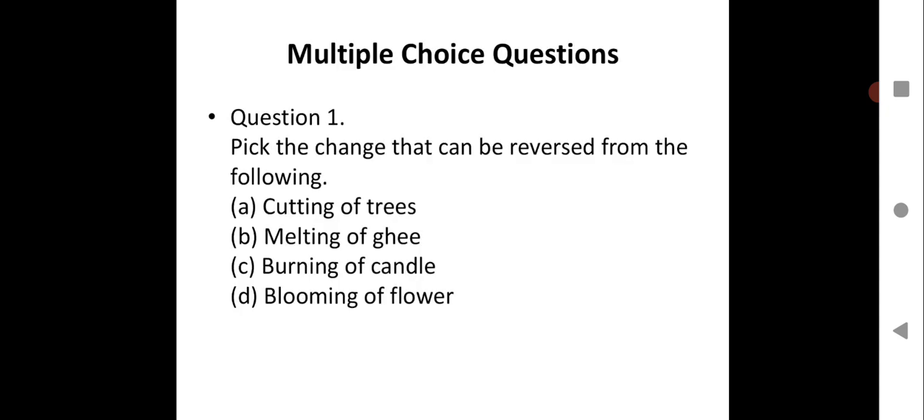Just write the question and the correct option, children. Please do not copy all the options, but you have to write down in your notebook. So let us see multiple choice question. Here you will write down the question and just write the correct option with the number. So here you have, pick the change that can be reversed from the following: cutting of trees, melting of ghee, burning of candle, blooming of flower.